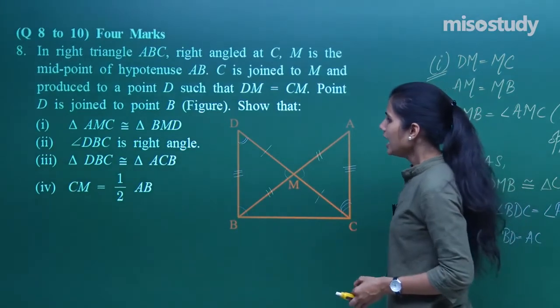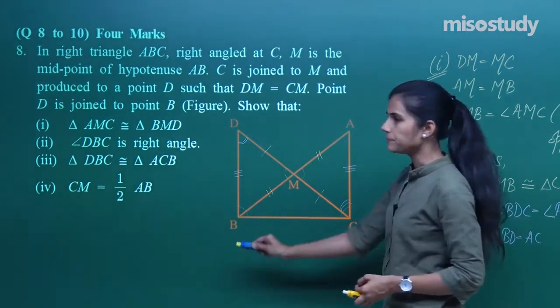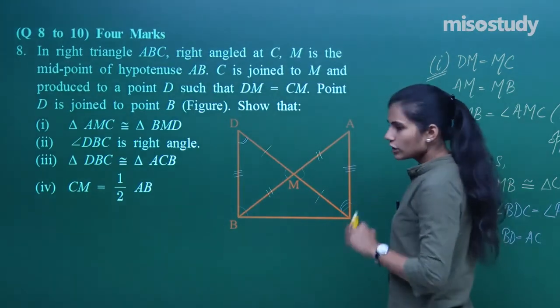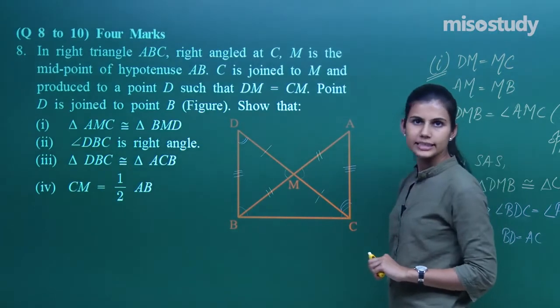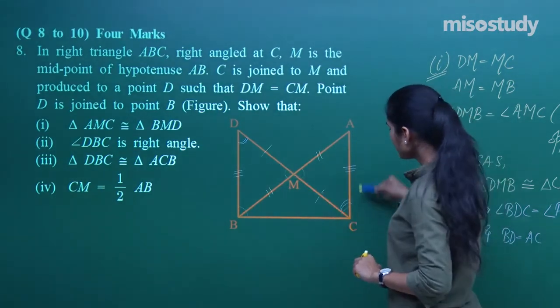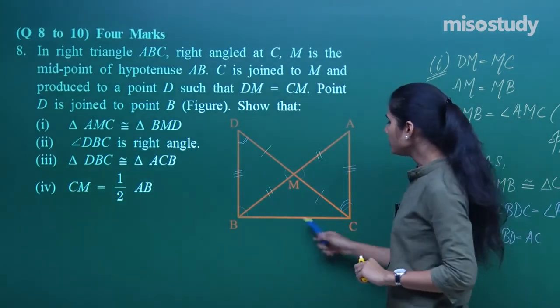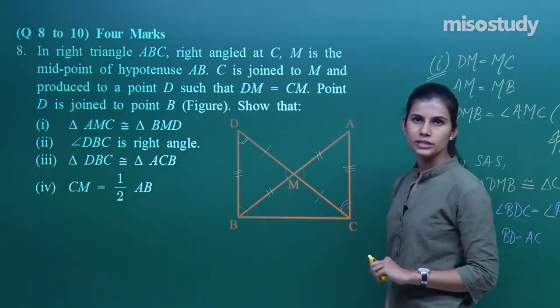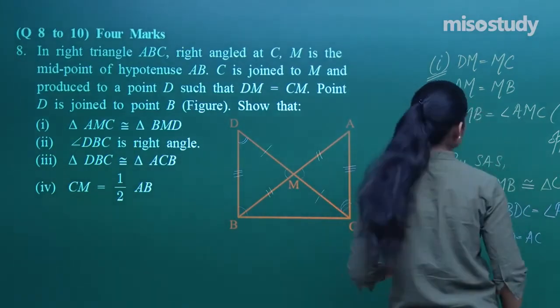Second part done. I have to show triangle DBC is congruent to triangle ACB. See what approach now I am using. I have angle at B same as angle at C, which is 90 degrees each. DB is same as AC, we have already shown. And BC is equal to BC because BC is a common side to both these triangles. So by SAS congruence rule, both of them are congruent.